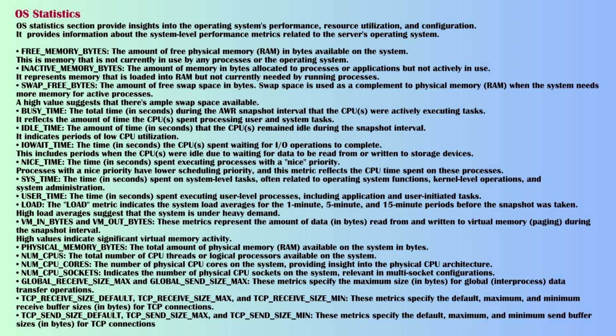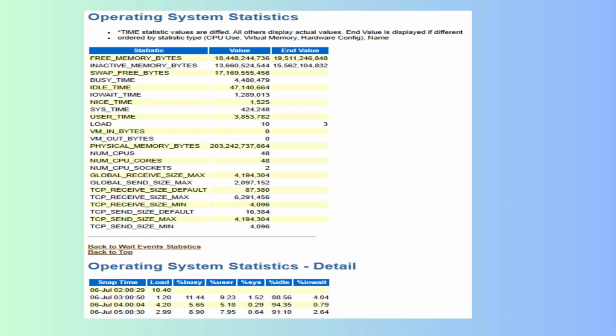TCP_send_size_default, TCP_send_size_max, and TCP_send_size_min, these metrics specify the default, maximum, and minimum send buffer sizes, in bytes, for TCP connections. OS details lists the CPU utilization breakup across system, user, busy, IOWait and idle along with load statistics.